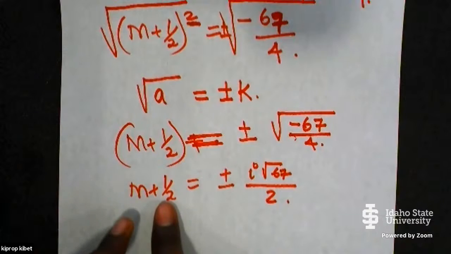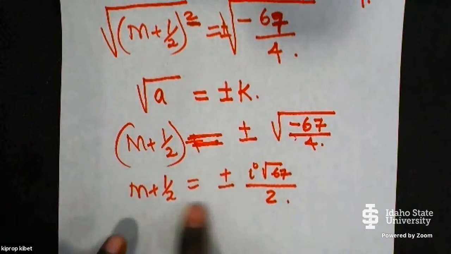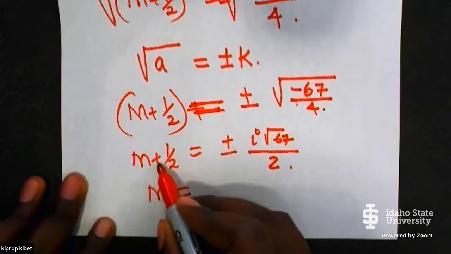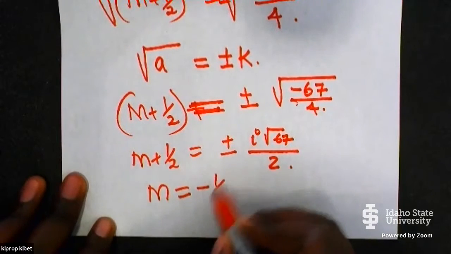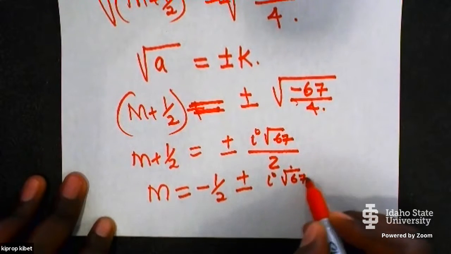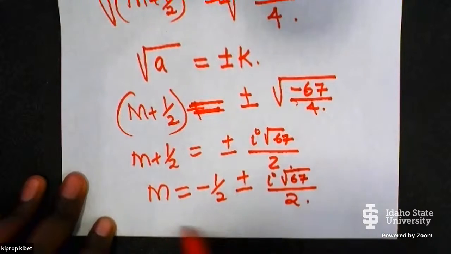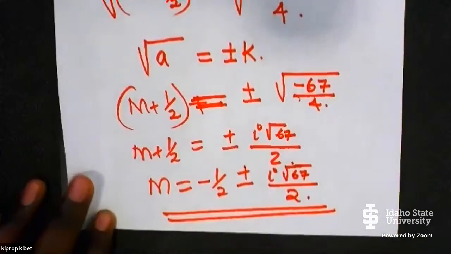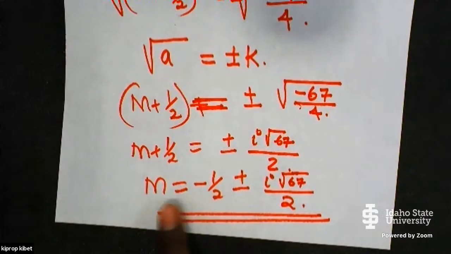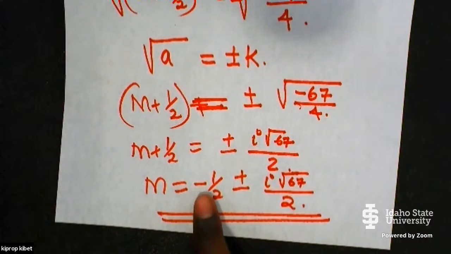Now you take the 1 over 2 to the other side. So m equals minus 1 over 2 plus or minus i, the root of 67 all over 2. That is our solution. So we have two values there: m equals minus 1 over 2 plus that, or m equals minus 1 over 2 minus that.